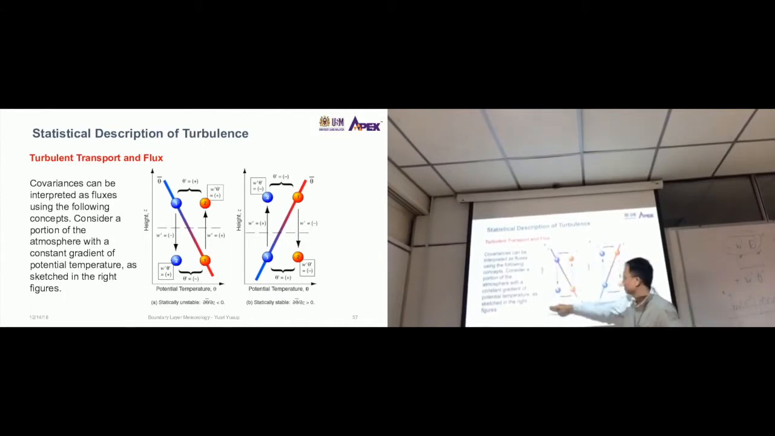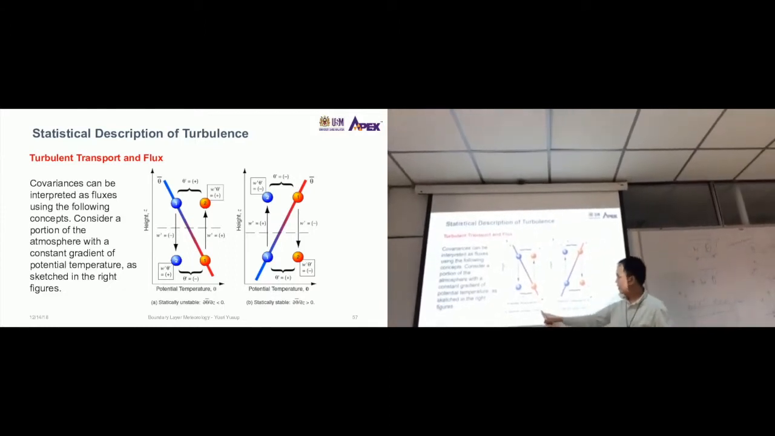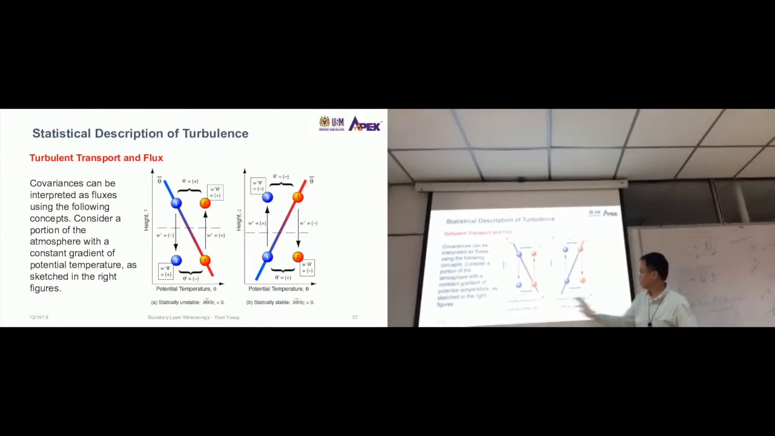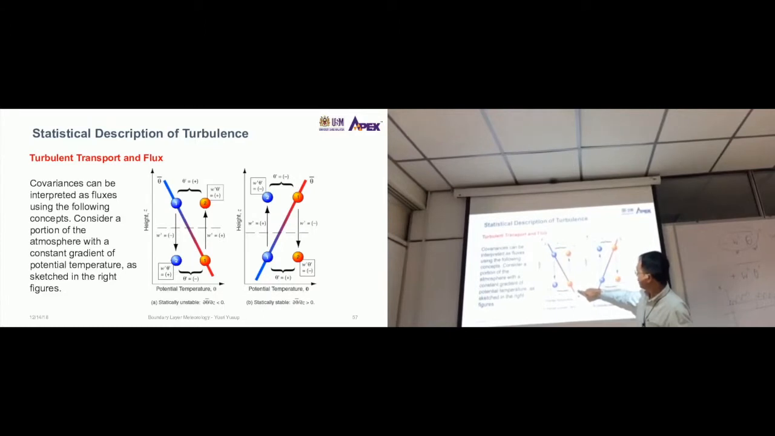This is height. This is potential temperature. For one case, unstable. This is stable. This line here is for temperature. So this point moves up. This is W prime star. W prime positive. This is W prime negative, moving downwards.